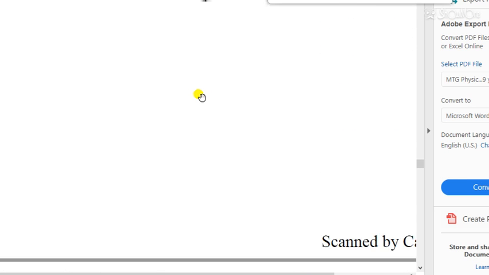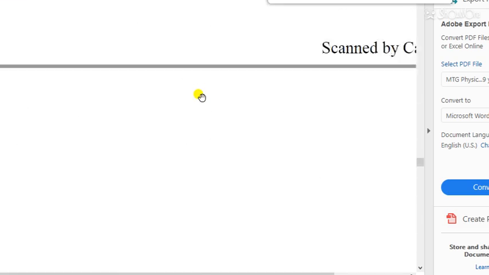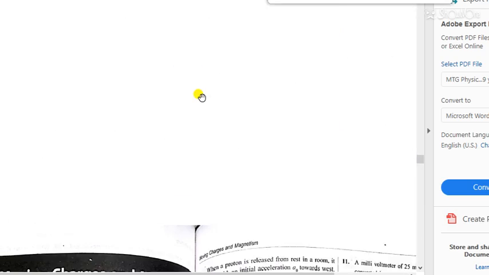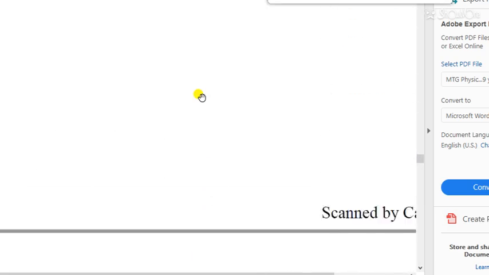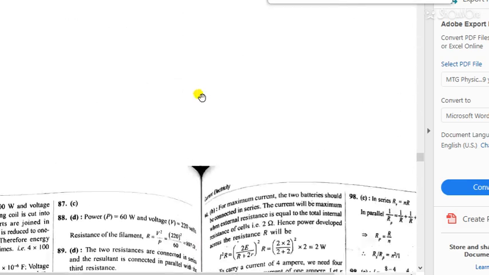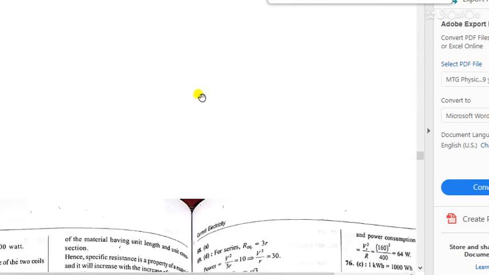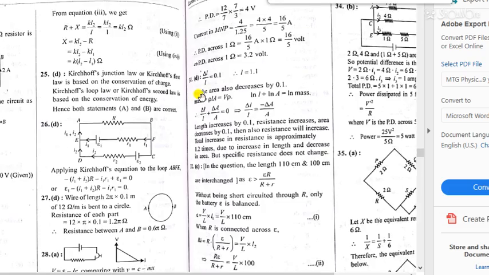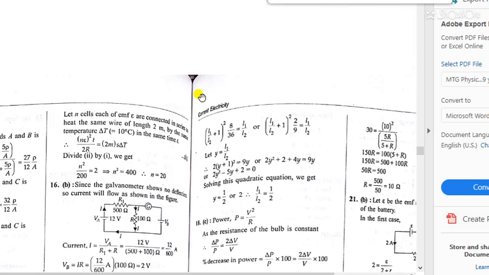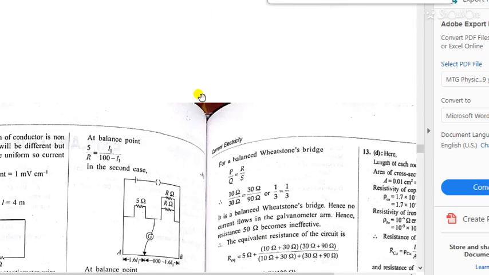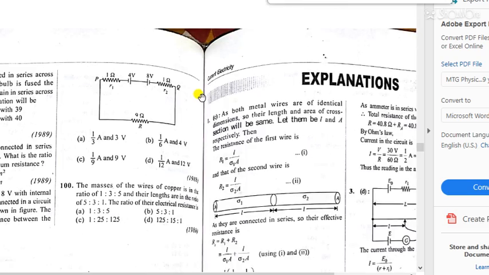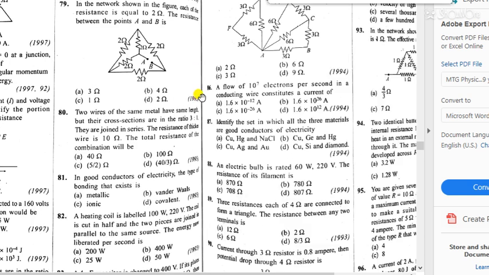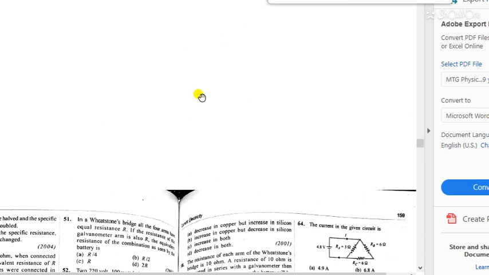Magnetism, resistance is magnetism. Students, wait for 1 minute, I will show you. Okay, this is the magnetism unit, and this is the current electricity. Okay. And circular type question. Okay, now the questions are there.